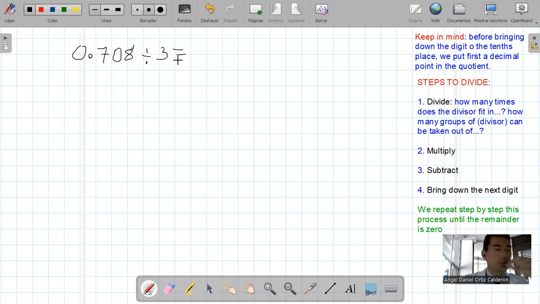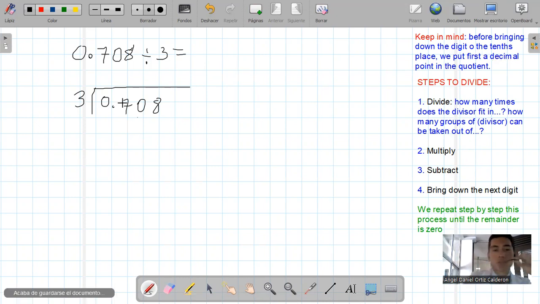First of all, we set out the division problem. And number 3 goes right here. The dividend goes underneath the division bar. So 0.708, right? Let's follow: the number 7 is in the tenths place. So before bringing down the number 7, we have to put a decimal point in the quotient.